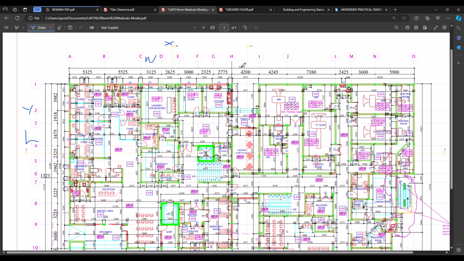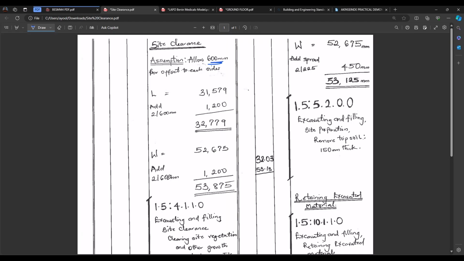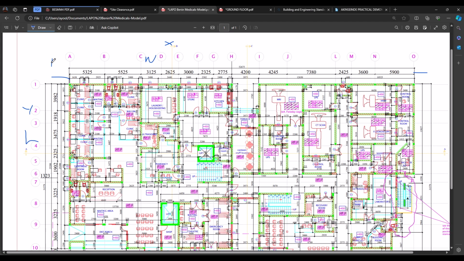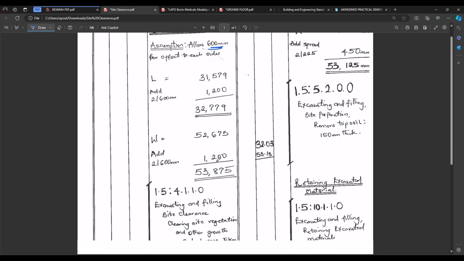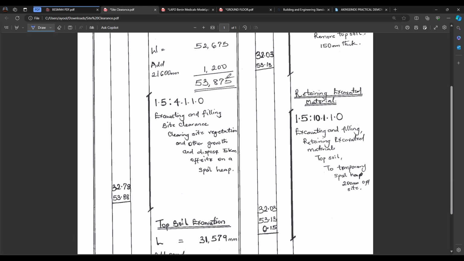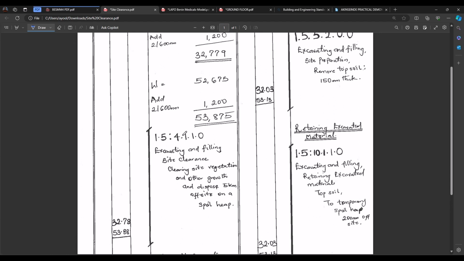So let's go back to the width. The width is 52,675. 52,675 plus the offset, that is, 600 to one side and 600 to the other side. Our total width will expand from this side to this side. So 600 here, 600 here. So 600 in two places plus 52,675, we have 53,875. Now let's go to the coding.